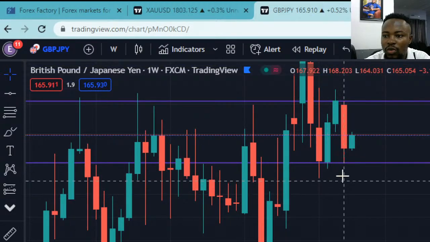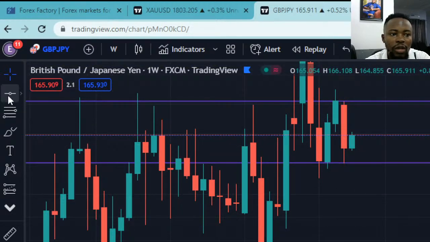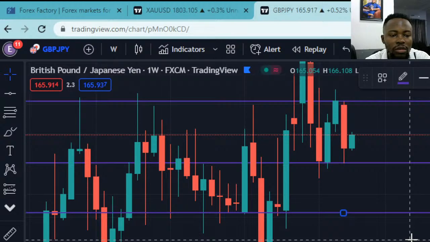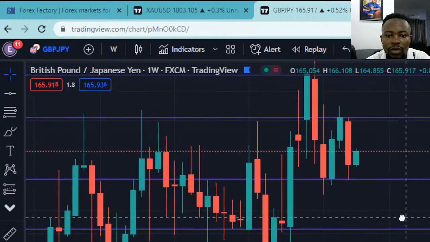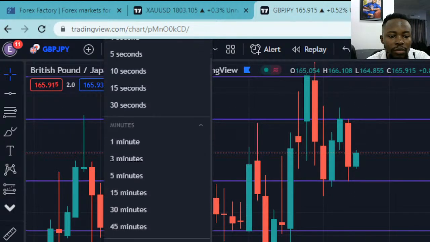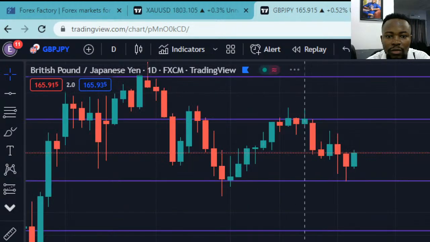We have a support at 164,052, and we also have another support at 160,772 area on the weekly time frame. So now let's see the daily time frame. Let's identify this on the daily time frame.